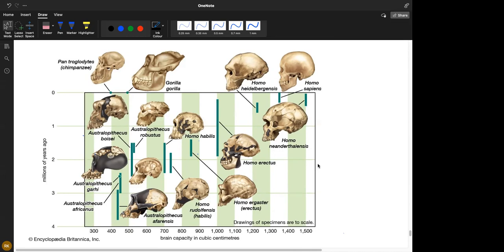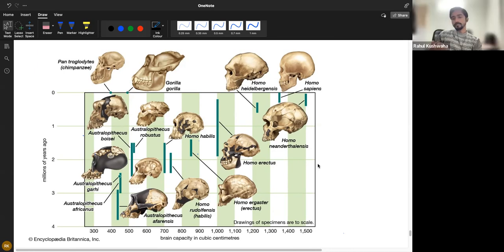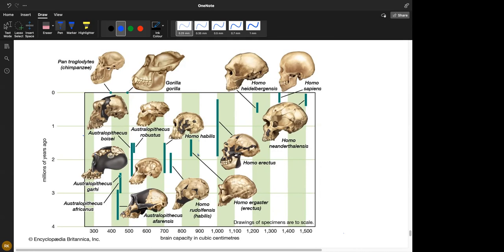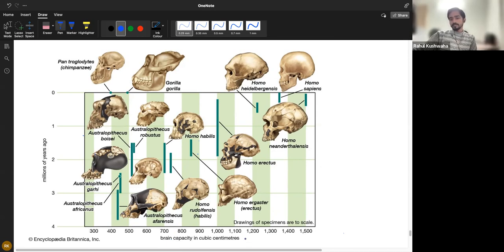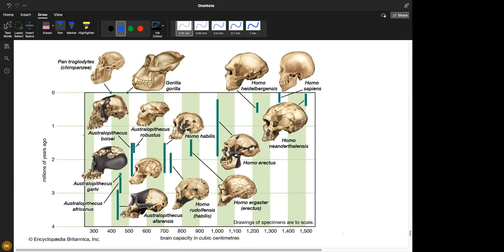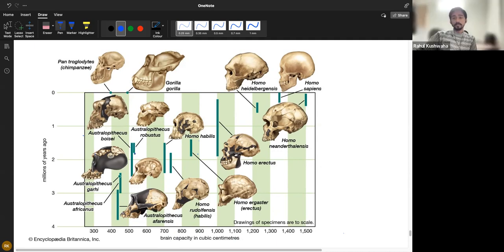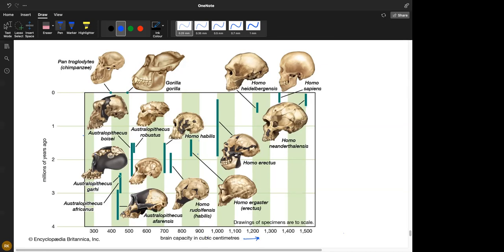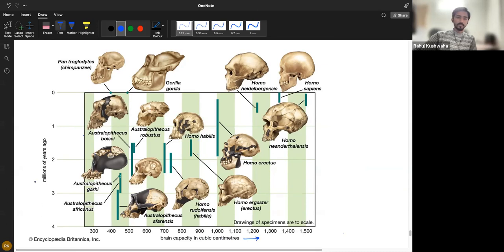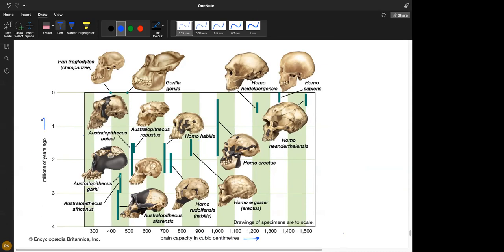So, did you understand? Yes, sir. So, what I have observed is that as the brain capacity is increasing, this structure is becoming more. Perfect. Whenever we see a figure and if it is in a graph manner, let's first define the y and the x axis. So, the x axis is? The cranial capacity, in cubic centimeters. Okay. And the y axis is? The years, time. Millions of years ago.